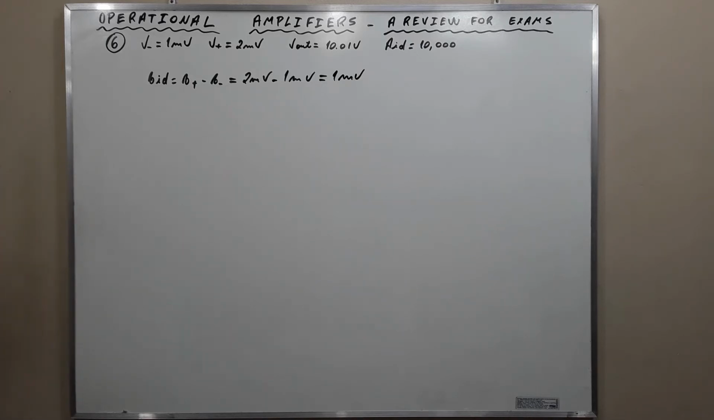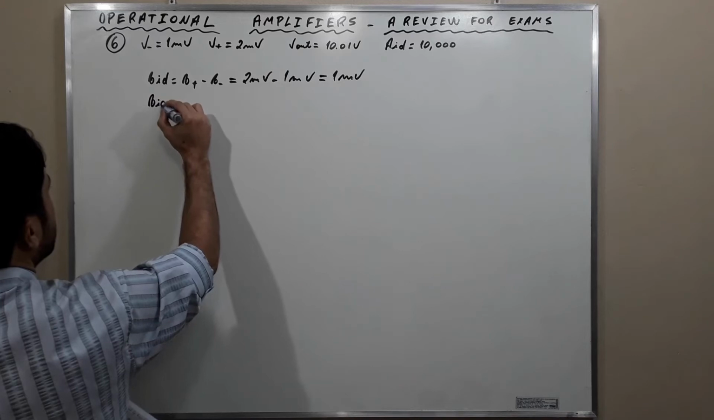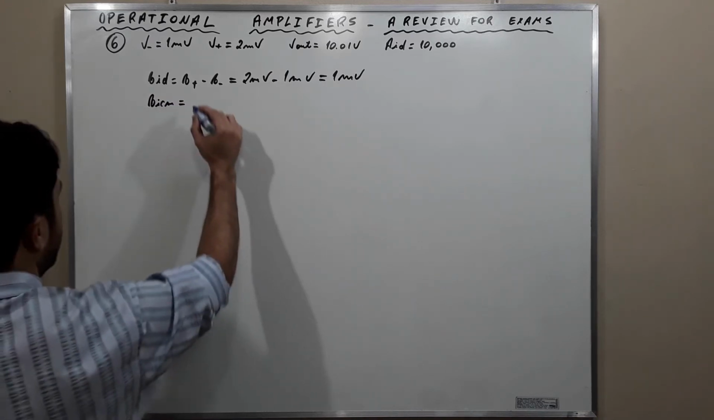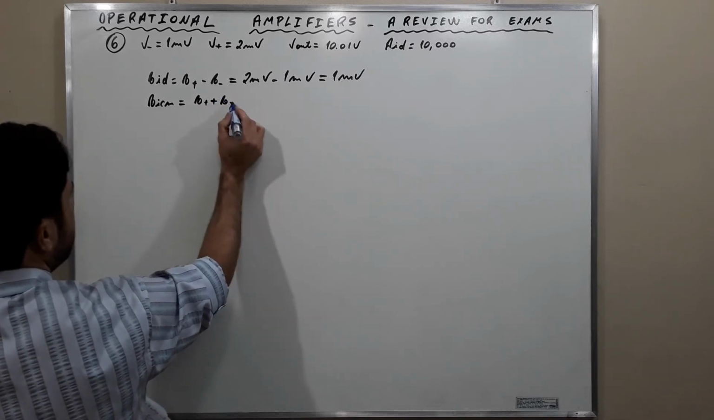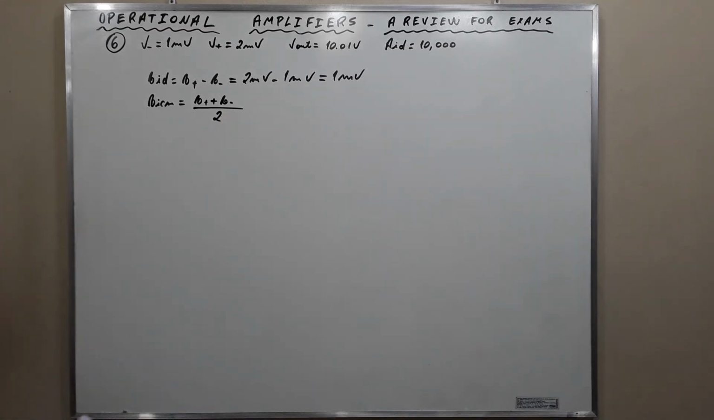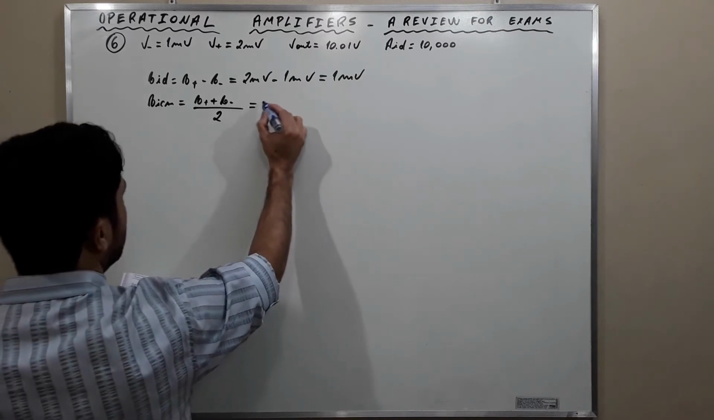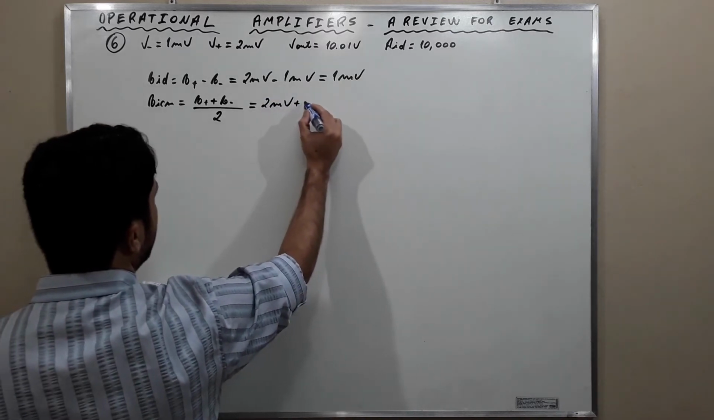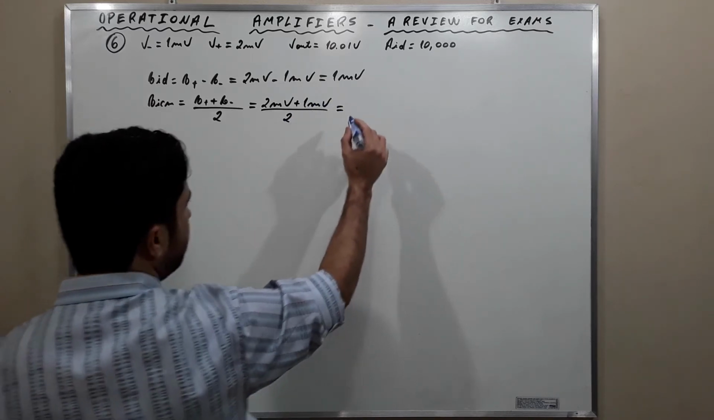Similarly, notice that the common mode input voltage is given by V plus plus V minus divided by 2. Okay? And in this case, the common mode input voltage is 2 millivolts plus 1 millivolt divided by 2, which is 1.5 millivolts.